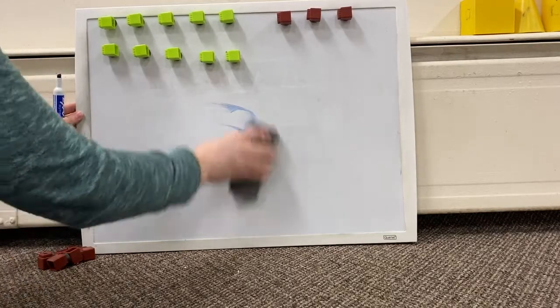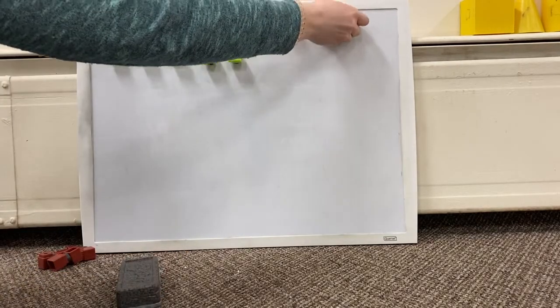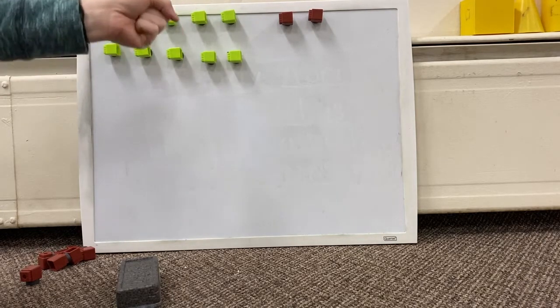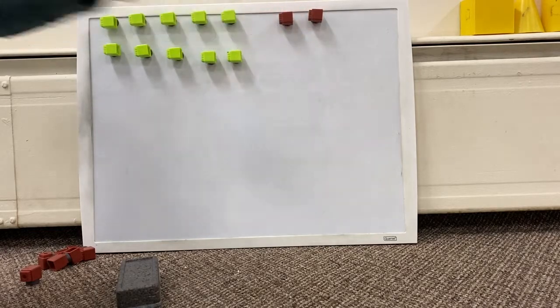Let's try another one. So I'm going to erase. I'm going to take away one of my extra ones, okay? Now I have a new teen number. I'm going to count on again. Remember, I already know this is 10, so I don't have to count. I can just start at 10 and count on. Let's do that. Ready? 10, 11, 12.